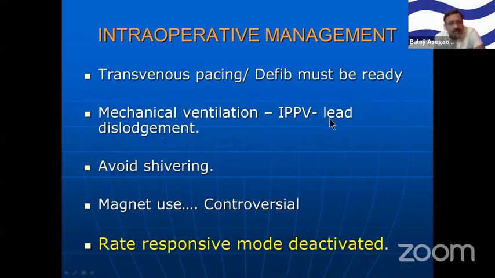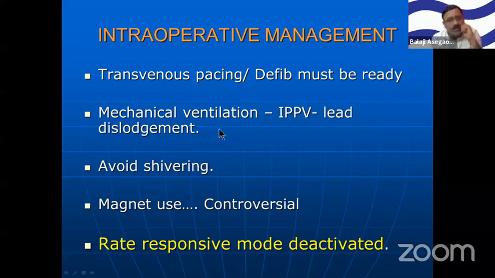Mechanical ventilation with IPPV, with a lot of PEEP, can cause dislodgement of leads. So one has to be careful when you are mechanically ventilating. As far as possible, avoid shivering and myoclonic potentials and all that.